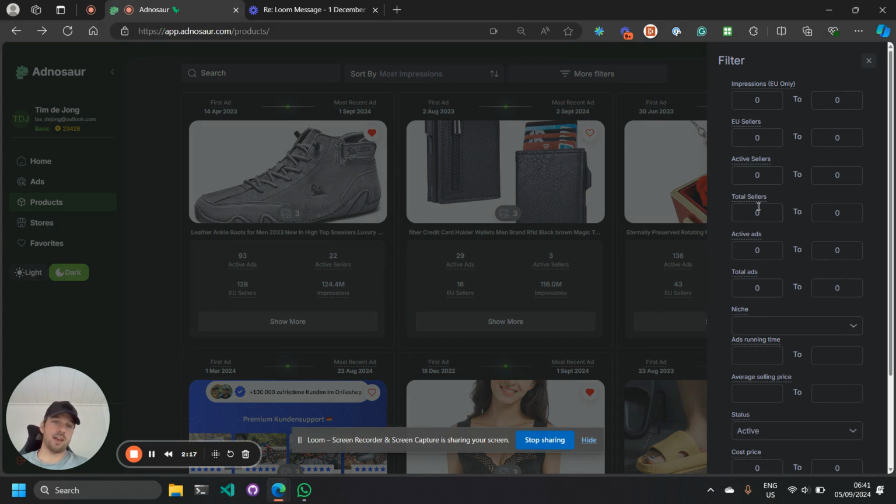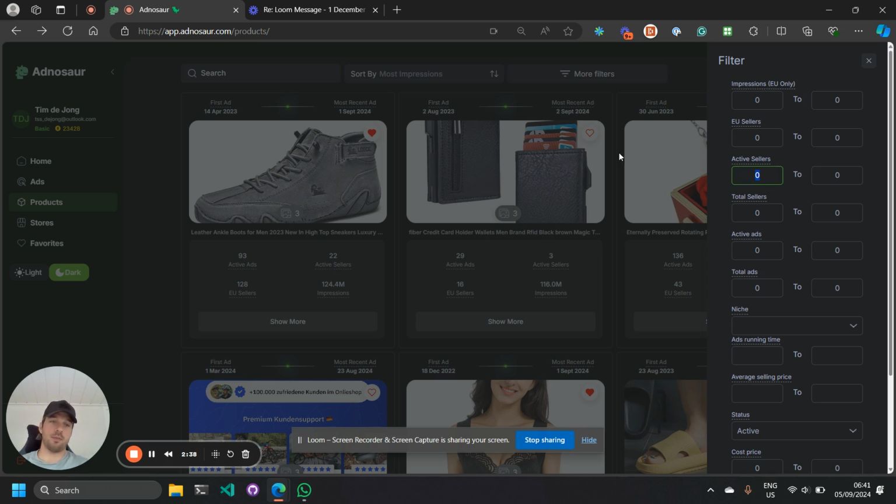The most important ones are the active sellers, the total sellers, the active ads, and total ads. For example, this one has 22 active sellers, but it also has 206 total sellers. I know that it's not in this card, but if you open it, you can see it. That means that it has been sold by a lot of stores already.